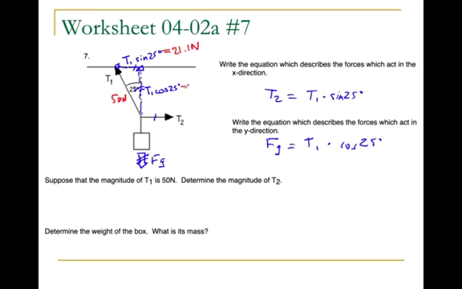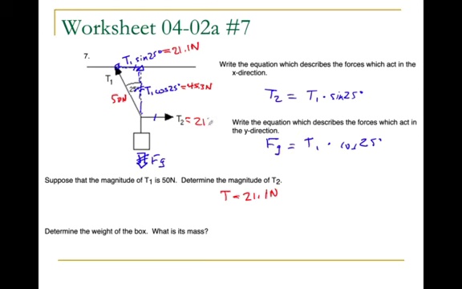And this is equal to 45.3 newtons. That means we immediately can calculate a few things. Determine the magnitude of T2. Well, if this piece going horizontally that way is 21.1 newtons, T2 has to be also then 21.1 newtons acting in this other direction. This has to be that.